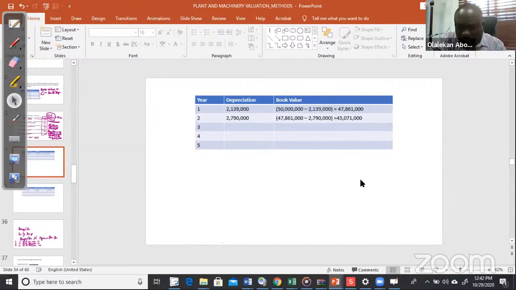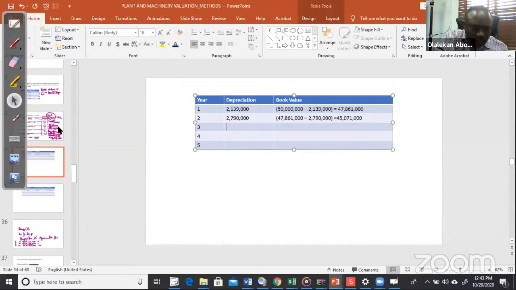So after using this method, to get our book value, we are not adding anything together. The final figure at the end of the 5th year under book value will be what I got here. Maybe we should quickly do it, please. The first one. So let's go to the position for year 3.